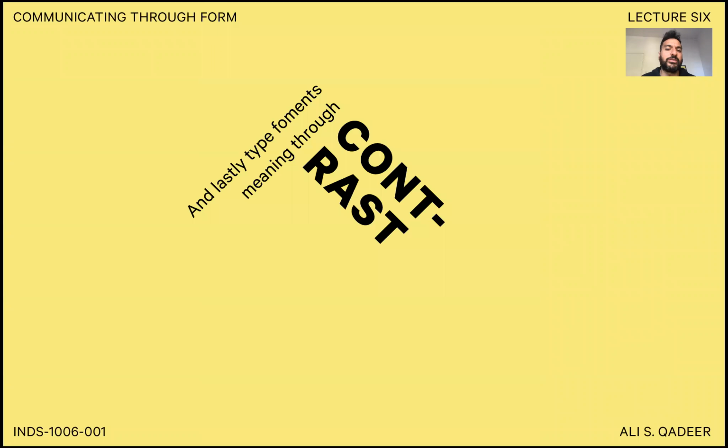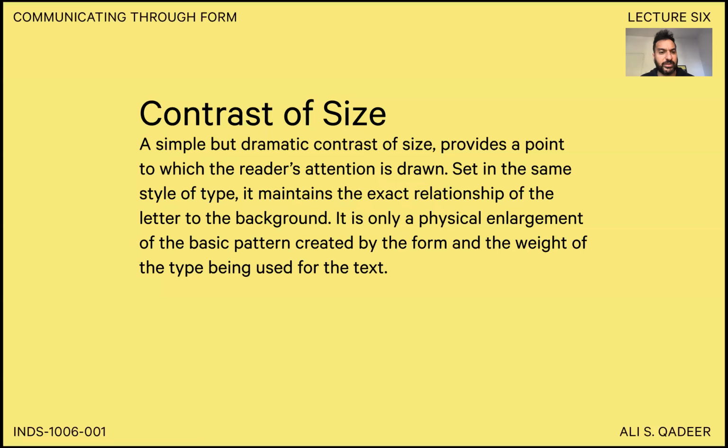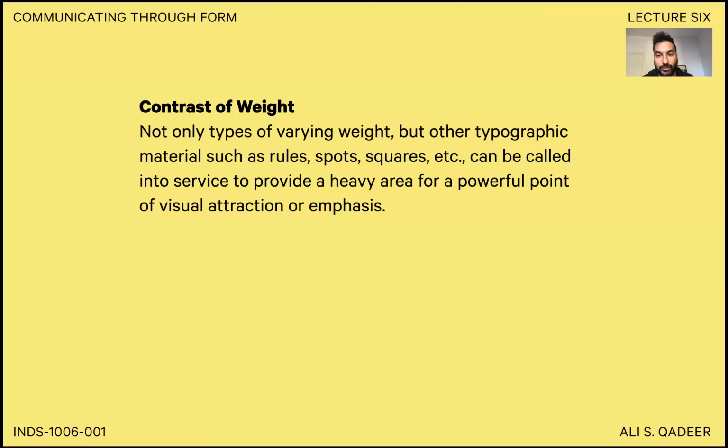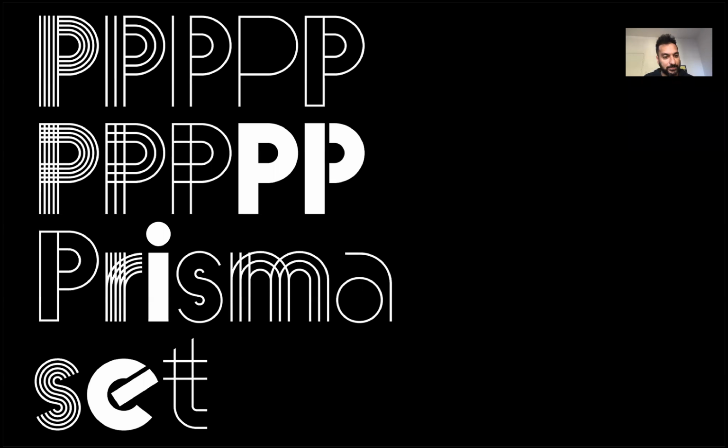And lastly, type foments meaning through contrast. We've already discussed this before, but maybe we can do a little quick revisitation of some of the key ones for this course. Contrast of size is a very clear and simple way of making more meaningful typographic compositions. You'll see that the title here, Typographic Matchmaking in the City, is scaled to be much larger than the subtitle, Propositions for a Pluralist Public Space, and then the smaller descriptive text. Contrast of weight, we've talked about this before.